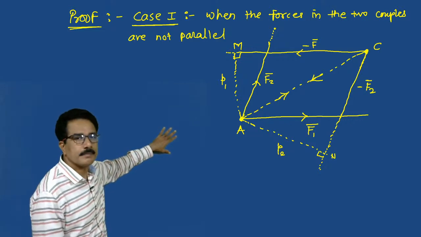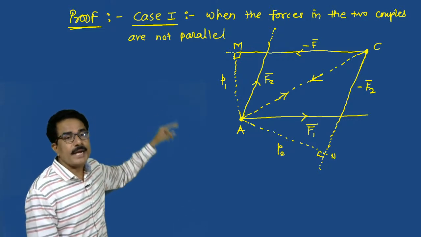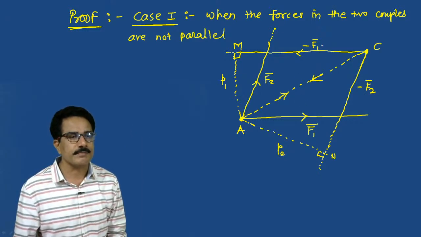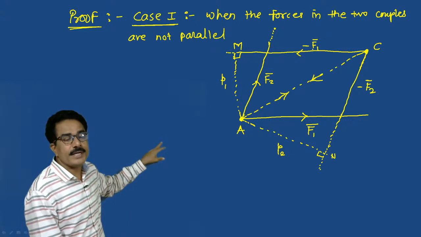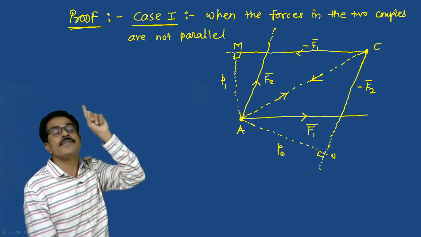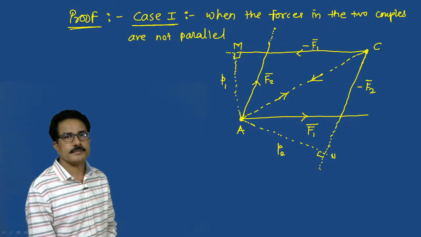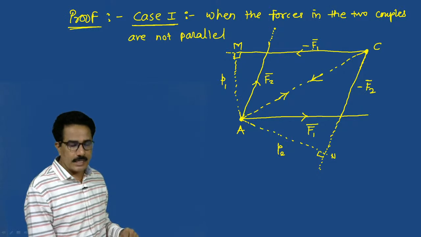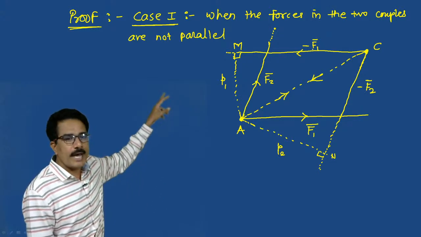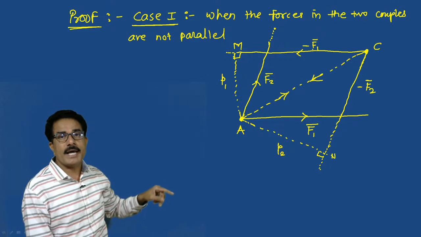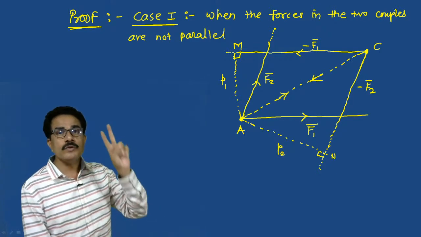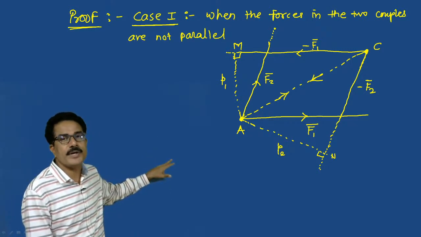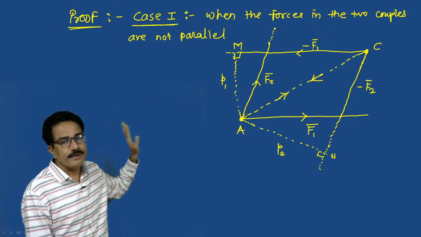Suppose that F1 bar and minus F1 bar be the two forces acting at a point A and C of the first couple. Also F2 bar and minus F2 bar are two forces of a second couple which are again acting at a point A and C, which are as shown in figure.